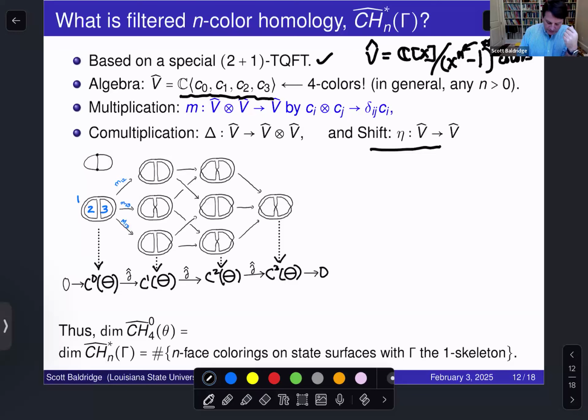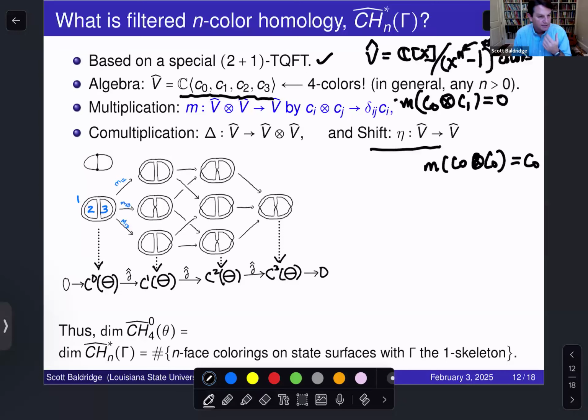And Ci tensor Cj has this really nice property that C0 tensor, say, C1, if you multiply them, you just get 0. So if I'm multiplying red times blue, I get 0. If I multiply red times red, I get red again. And that's the main thing that allows us to recognize that we're actually talking about colors. So let's do an example.